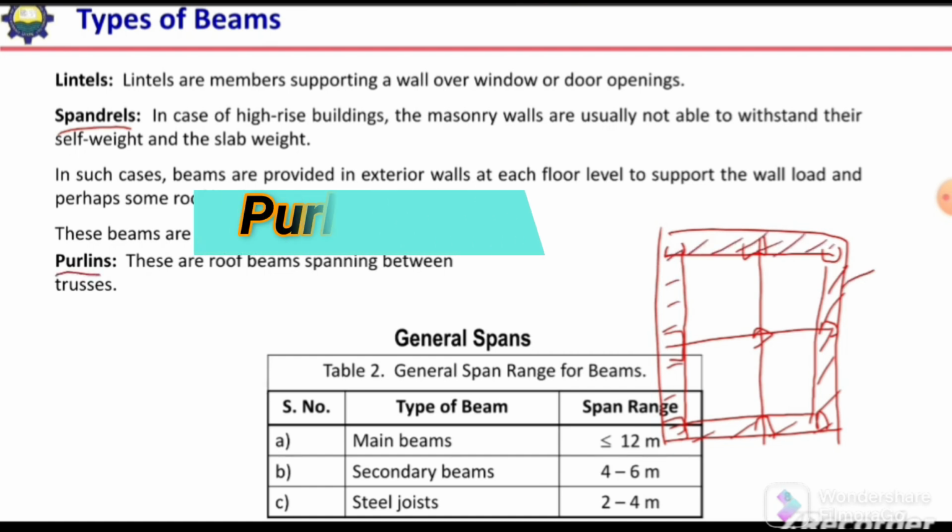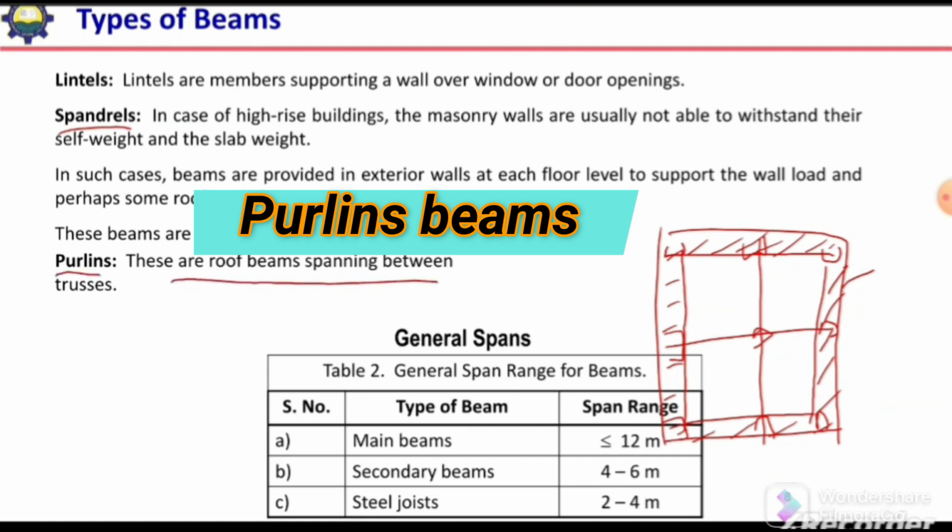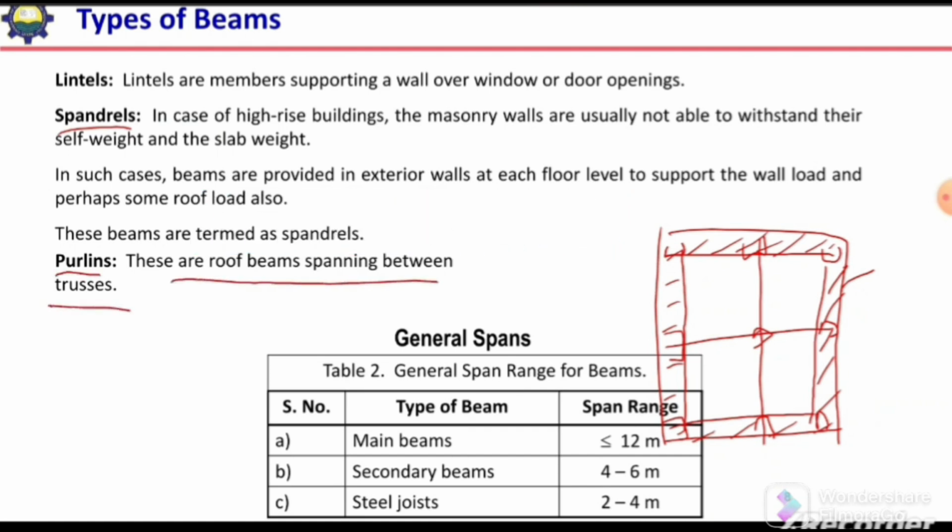Next is purlins. These are the beams in case of a truss roof system. These are spanning between the panel points or between the trusses. We normally use a T section, angle section or channel section for the purlins.